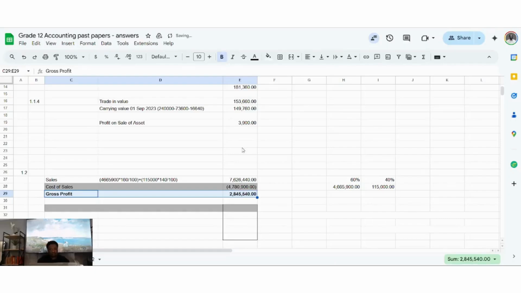And in case you weren't able to calculate the sales, what I would suggest is that maybe you make up a number for sales so that at least you do get that mark for the gross profit, because if you apply the right method, even if you have the wrong sales amount, you will still get the method mark. So please make sure about that.